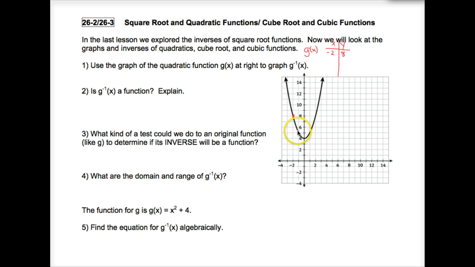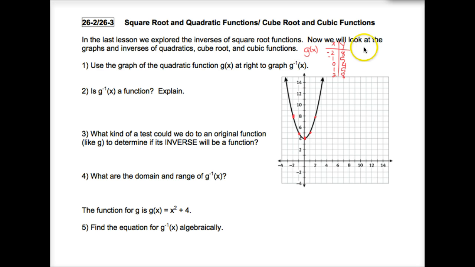I see another one at negative 1, 5. Then I see 0, 4, 1, 5, and 2, 8. So all I've done is just observe the points that are already graphed in the original function g of x.